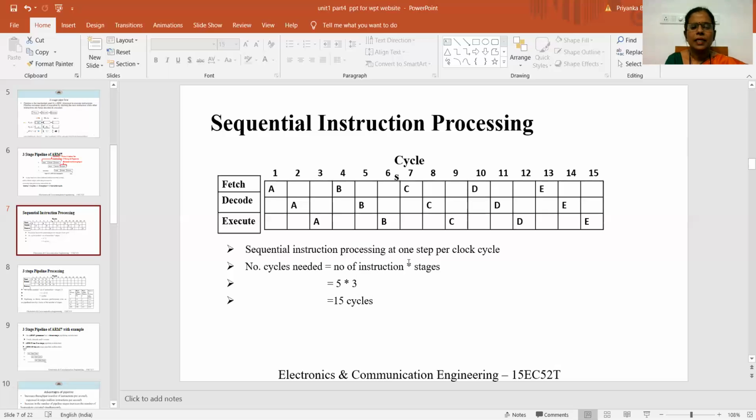5 instructions. How many clock cycles does each instruction require? 3. So the total number of cycles required is 5 into 3: number of instructions into number of stages, that is 5 into 3 is equal to 15 cycles. To execute 5 instructions, we need 15 clock cycles.